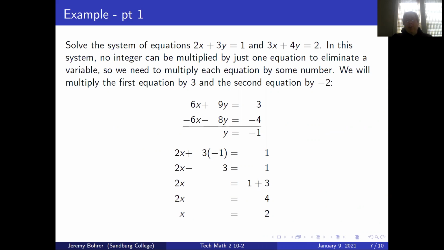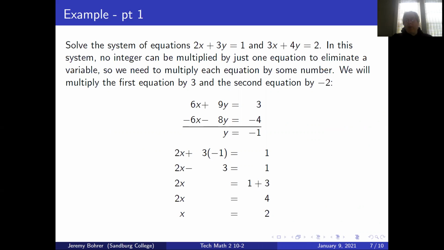So that gives us the equations 6x plus 9y equals 3 and negative 6x minus 8y equals -4, which leaves us with y equals -1. We plug that back into one of the original equations. I'll use the 2x plus 3y equals 1.